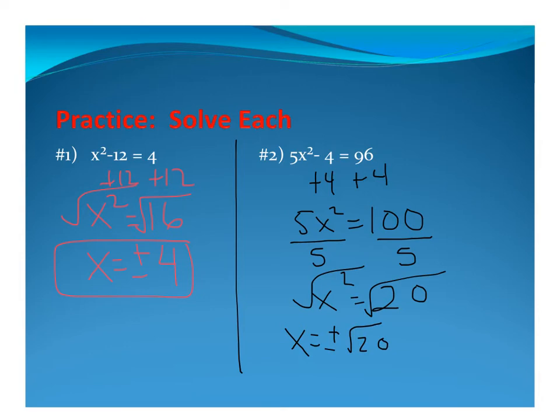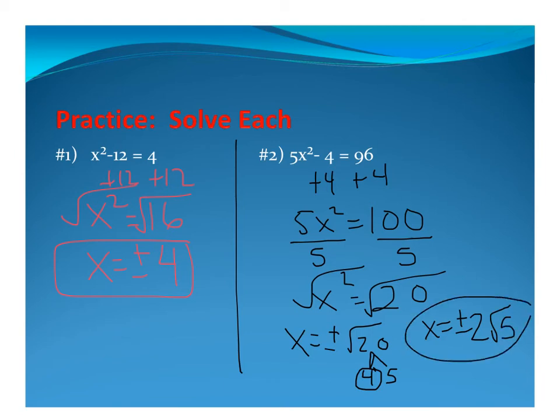Can I leave it like that? No! I got to look for perfect squares. So I can take out a 4 here, and I'm left with 5. 4 times 5 is 20, so I can simplify it that way. The square root of 4 right here is 2, so I'm going to be left with x equals plus or minus 2 times the square root of 5. Bada boom, bada bang, we're done.